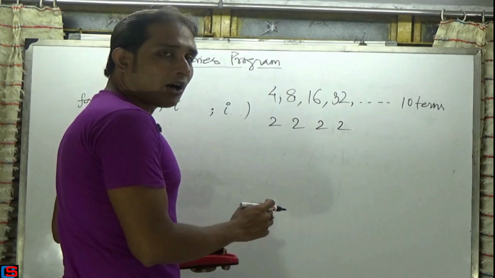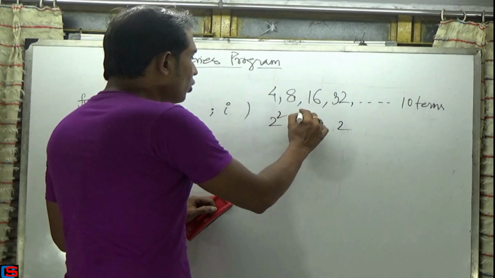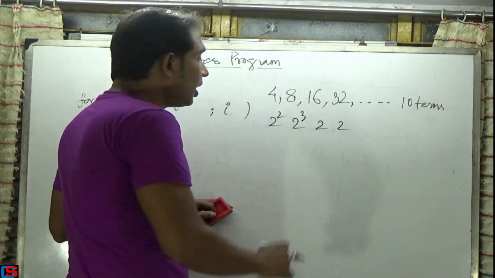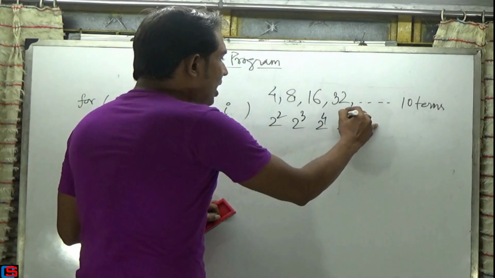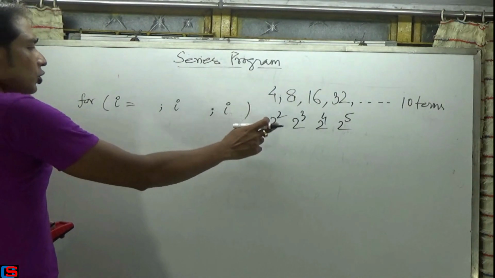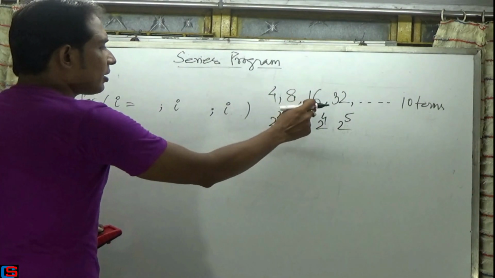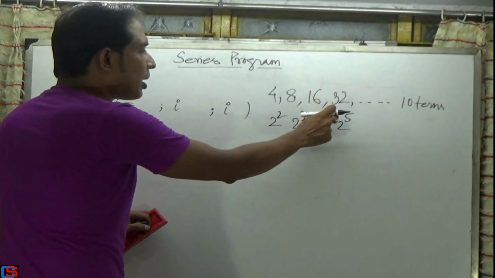Now if I square this number, 2 square becomes 4, 2 to the power 3 becomes 8, 2 to the power 4 becomes 16, 2 to the power 5 becomes 32. So the logic is, the 2 is raised to the power 2, 3, 4, 5. So the increment basically takes place in the power section.